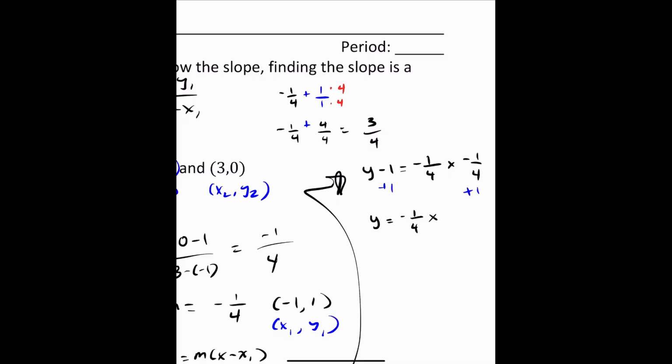All right, so why didn't I add the two 4s? Now, when you're adding and subtracting fractions, you always keep the denominator. So I have that negative 1 over 4 plus 4 over 4, right? So keep the 4 and then add or subtract the numerators. So we have y equals negative 1 over 4x plus 3 over 4. And that's your answer.